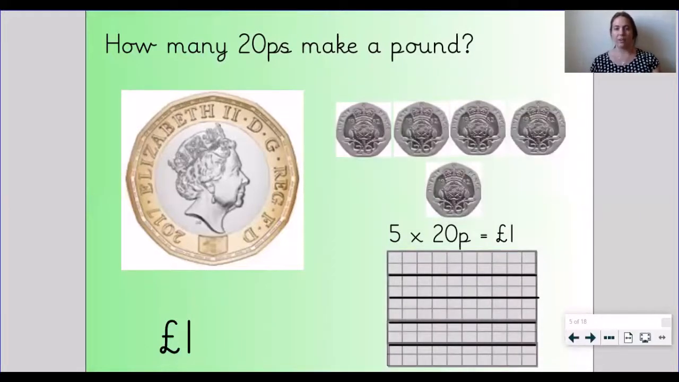Okay, so here we go. We've got our hundreds chart again, and this time it's been split into 20s. So 2 rows of 10, that makes 20. And how many have we got? We've got 1, 2, 3, 4, 5. We've got 5 parts, so we've got 5 20 pence pieces, and that makes £1. So again, we've got 5 parts, and put them all together, that makes our whole £1.